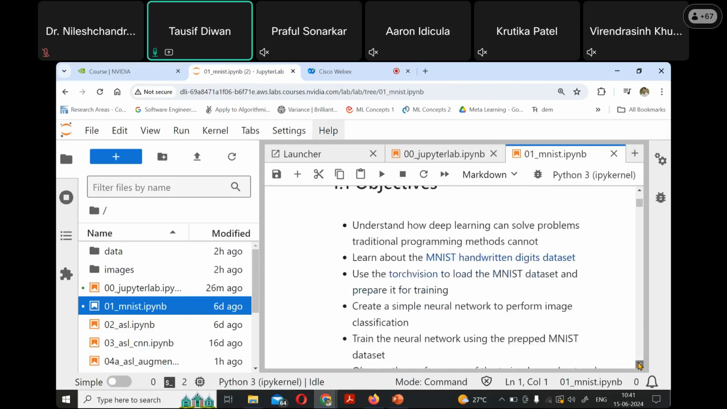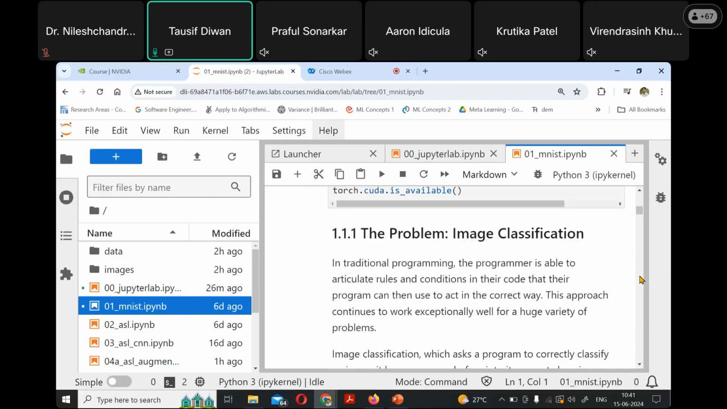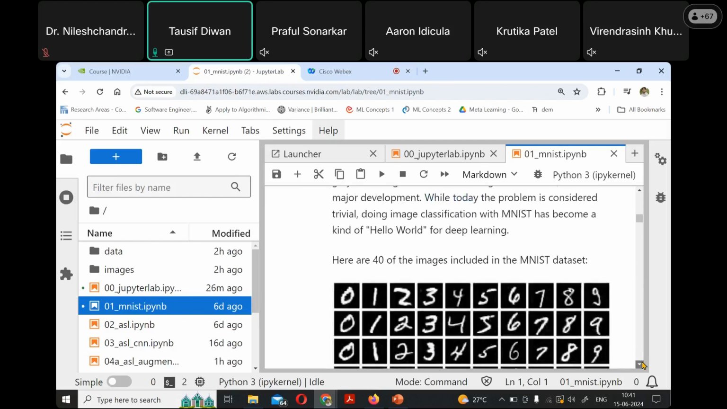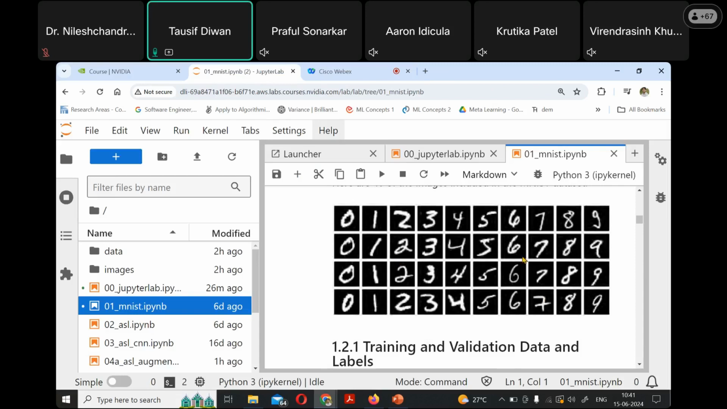The objective of this notebook is to build a very simple deep neural network for handwritten digit classification. See which type of handwritten digits these are. This is our input. It's a handwritten digit 0, it's a handwritten digit 1, handwritten digit 2, it is also a handwritten digit. Basically, we are interested in building a classifier which can classify which handwritten digit this is.